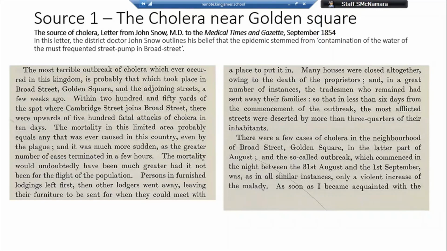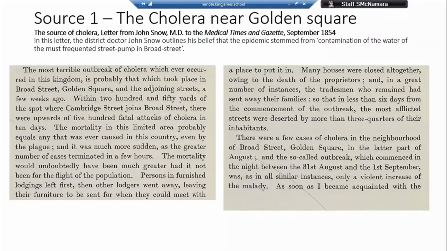The most terrible outbreak of cholera which ever occurred in this kingdom is probably that which took place in Broad Street, Golden Square, and the adjoining streets a few weeks ago. Within 250 yards of the spot where Cambridge Street joins Broad Street, there were upwards of 500 fatal attacks of cholera in 10 days. The mortality in this limited area probably equals any that was ever caused in this country, even by the plague, and it was much more sudden, as the great number of cases terminated in a few hours. The mortality would undoubtedly have been much greater had it not been for the flight of the population.